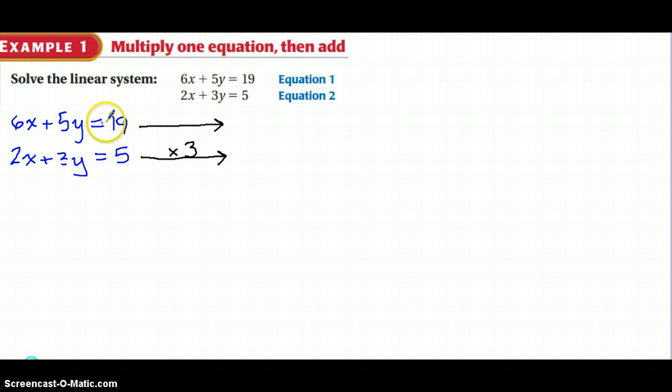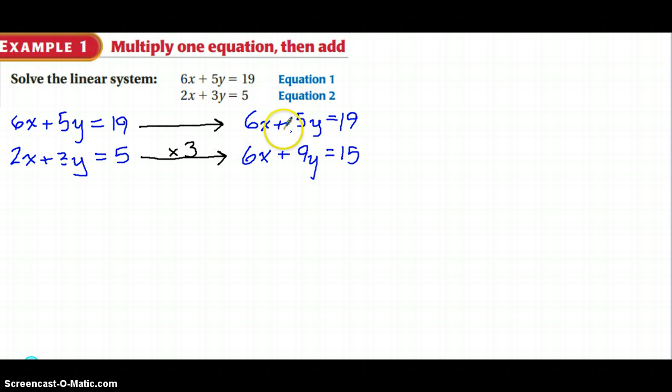Alright, so if I do this, I'm going to leave the first equation, the top equation, alone: 6x plus 5y equals 19. And the bottom equation gets multiplied by 3. 2x times 3 gives me 6x, which is what I wanted. And then I have plus 3y times 3, so plus 9y. And then I've got my 5 times 3, which is going to give me 15.